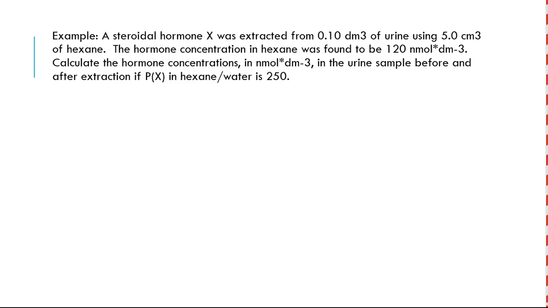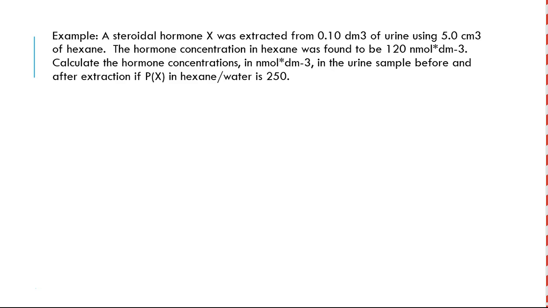So what they found is that the hormone concentration in the hexane layer was 120 nanomoles per decimeter cubed. Now, we haven't really used nanomoles very much, but if you think about it, the concentration of something like a hormone is going to be very small, so it's not really surprising that we would need to do that here. So what this wants us to find is the hormone concentrations in the urine sample before and after extraction.